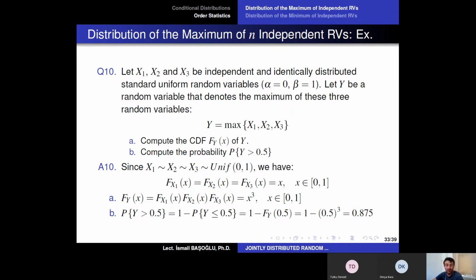Okay? So basically, that is how we compute the distribution of a maximum of independent random variables. Either 2 of them or n of them, it doesn't matter. In all cases, we do the same. We multiply the individual CDFs of each independent random variable to get the CDF of the maximum of these random variables.